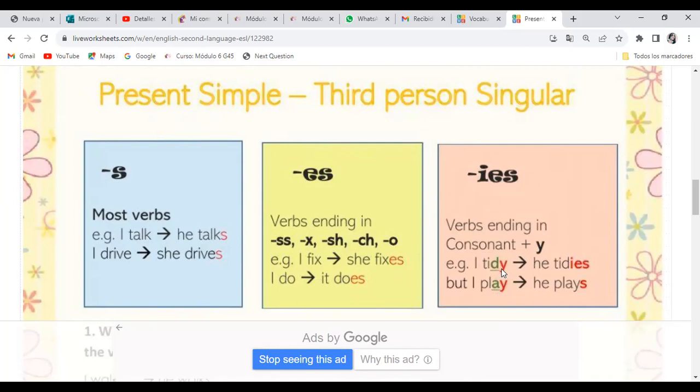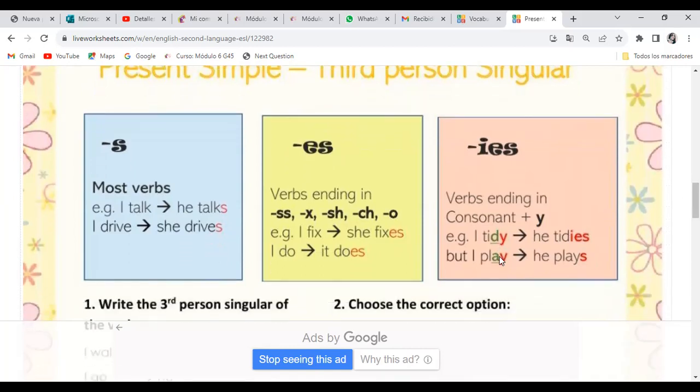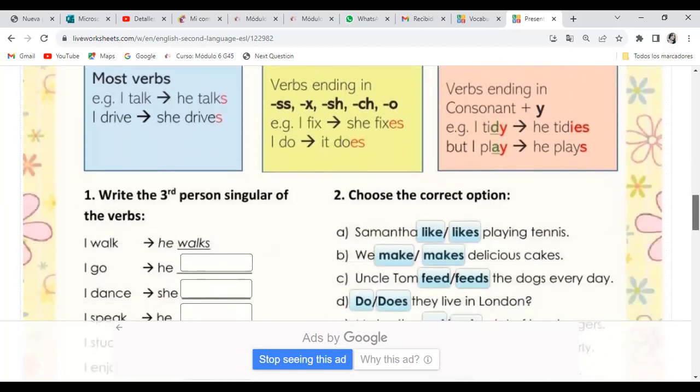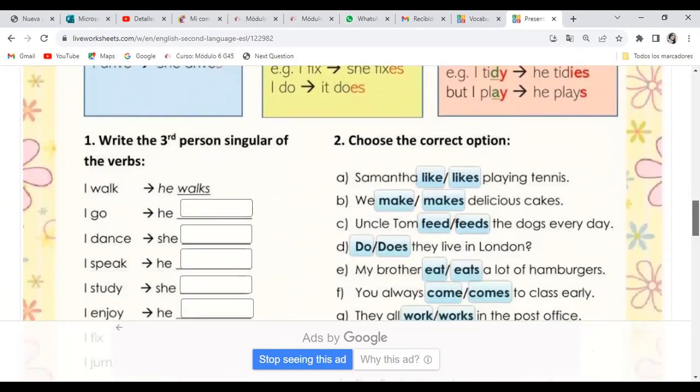Look, aquí hay una Y en el primer verbo, en el verbo tidy, pero antes de la Y hay una consonante. Si ese es el caso, lo único que hacemos es quitarle la Y, sustituirla por I latina y agregarle ES. Eso es todo lo que ustedes tendrían que hacer. Pero ¿qué pasa si un verbo termina con Y y antes de la Y hay una vocal? Bueno, en este caso, chicos, no hacen nada. Solamente le agregan la S al verbo. Así de sencillo.